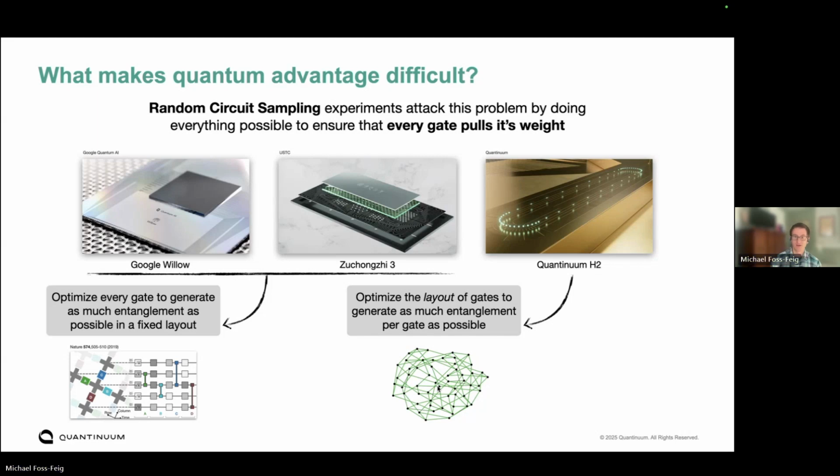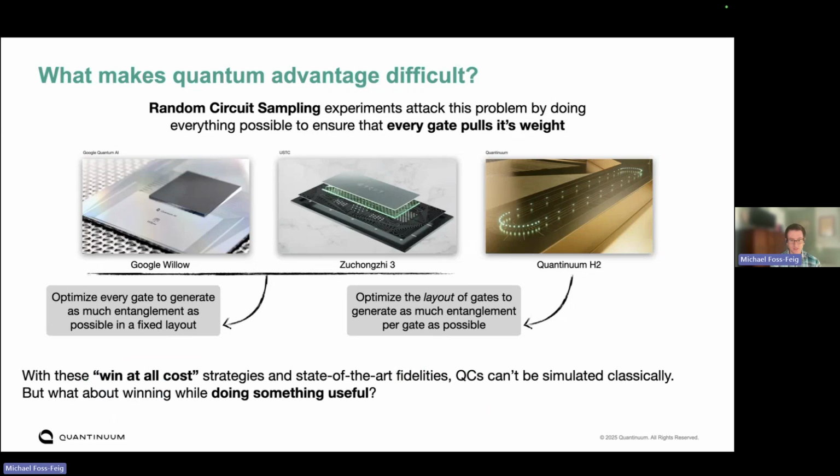And so being able to do that begs an important question, which is if we can now do this well, at least for these kind of win-at-all-cost strategies, where you even win at the cost of maybe the algorithm you're running is something you don't particularly care about or get any utility out of. There are things you can do with random circuit sampling, but it's fairly narrow in scope. But what you'd really like to do is use quantum computers to perform useful algorithms. One great example that I started the talk with is to simulate quantum systems.